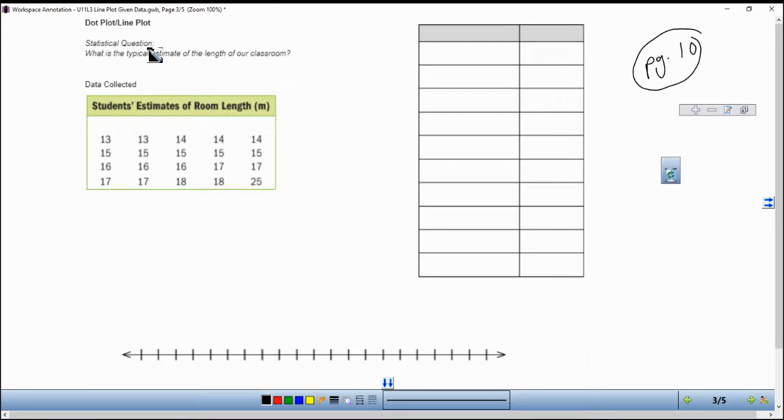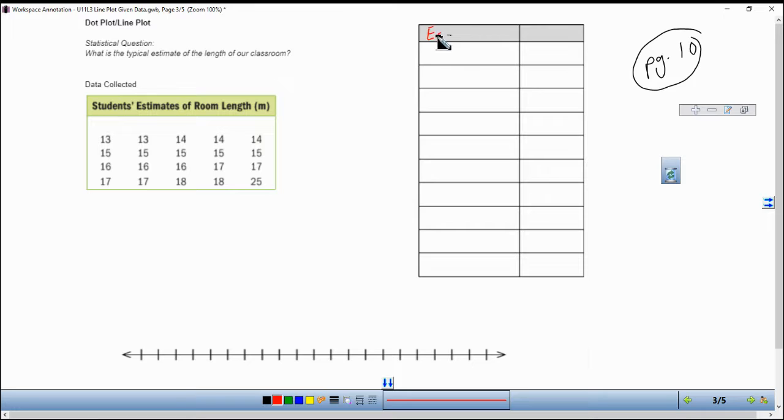The first step is to ask the question. The second step is to gather the data. Look at that. It's already done for us. Now, our responsibility will be to organize and then show the data. So let's start organizing it. Okay, here we go. We're going to organize the data using this table.